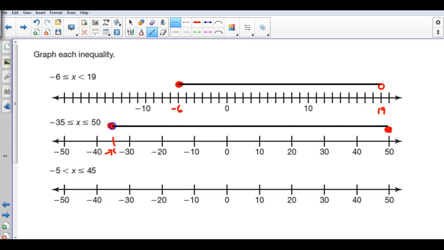So I'm going to go straight across. And then I'm going to make this so it actually looks like it's touching. Awesome. And again, that represents our solution to this. The x is any number that is greater than or equal to -35, and also it has to be less than or equal to 50.